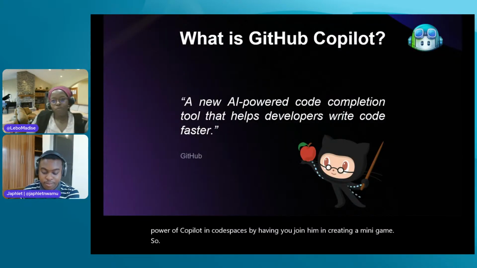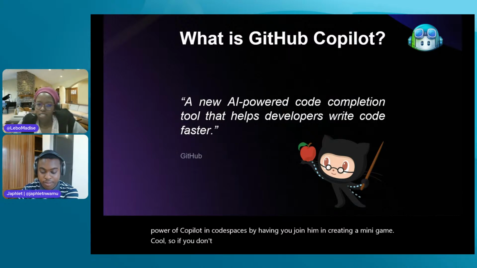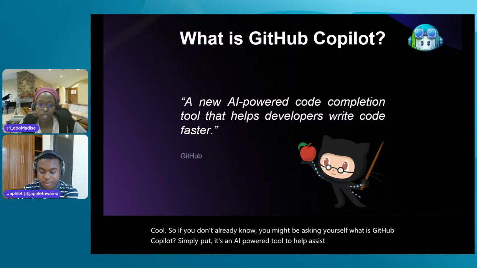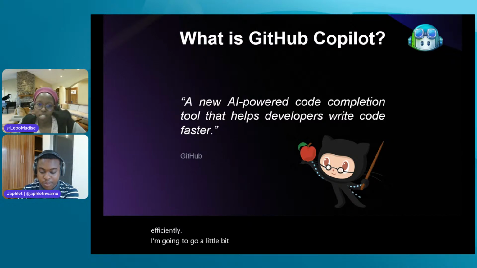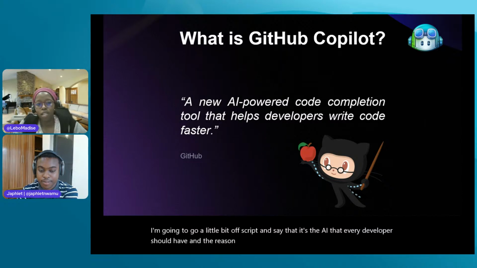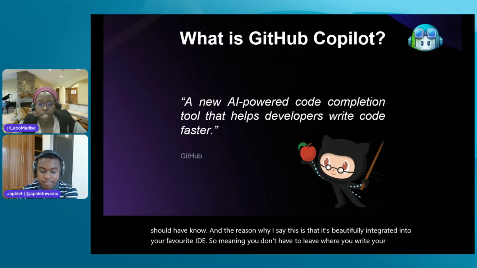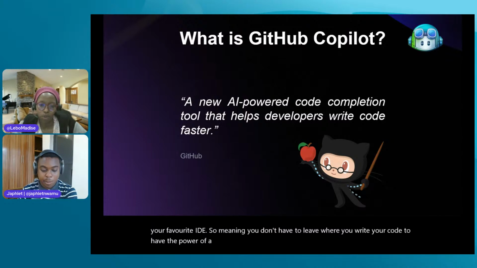So, if you don't already know, you might be asking yourself, what is GitHub Copilot? Simply put, it's an AI-powered tool to help assist developers in writing code efficiently. I'm gonna go a little bit off script and say that it's the AI that every developer should have, and the reason why I say this is that it's beautifully integrated into your favorite IDE. So meaning you don't have to leave where you write your code to have the power of AI help you. You can do everything from within your IDE. And that's what I'll be showing you next.